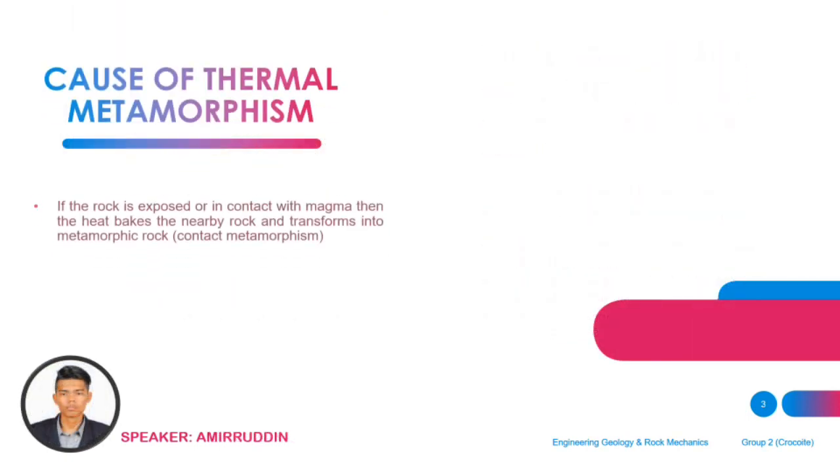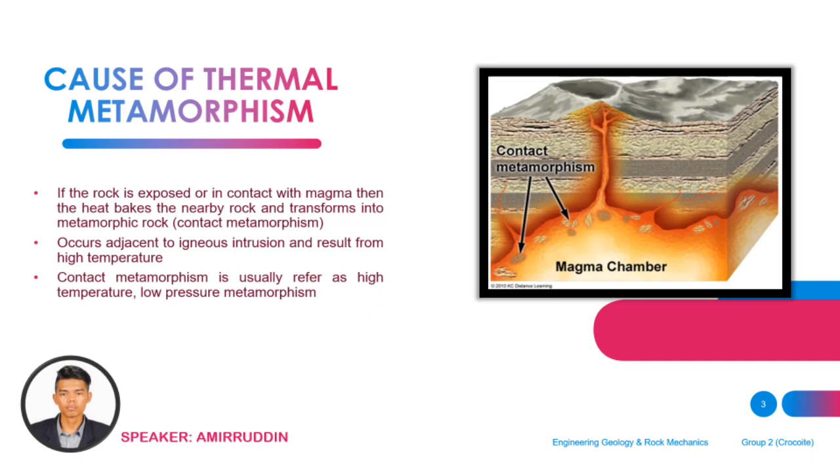For this slide, we will talk about the cause of thermal metamorphism, or also can be called contact metamorphism. For this, we will highlight a keyword which is contact. As you can see from the picture, the rock around the magma chamber or the intrusion of magma will break or burn the rock for it to transform or metamorphosize into metamorphic rock. This process occurs adjacent to the igneous intrusion and results from high temperature and low pressure.